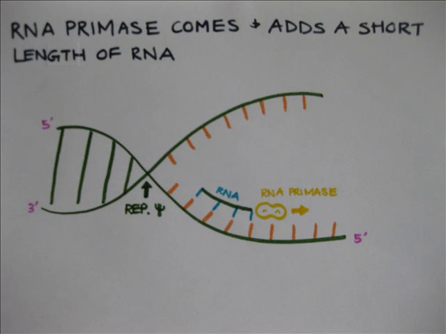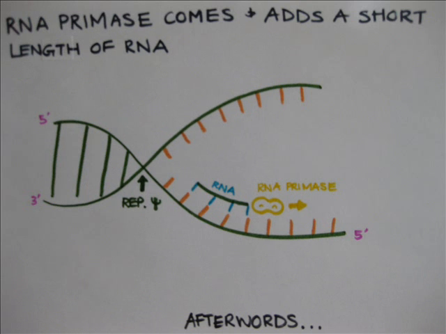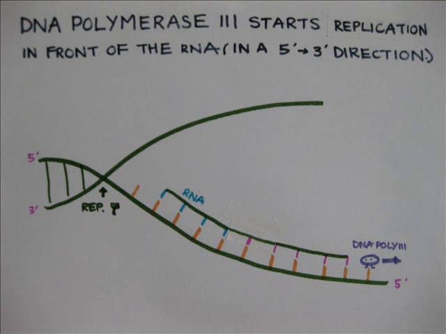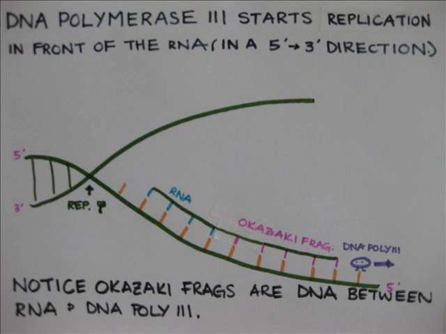RNA primase comes and adds a short length of RNA, RNA being a primer. Afterwards, zooming in, DNA polymerase III starts replication in front of the RNA. Notice the Okazaki fragments are the DNA between the RNA and DNA polymerase III.